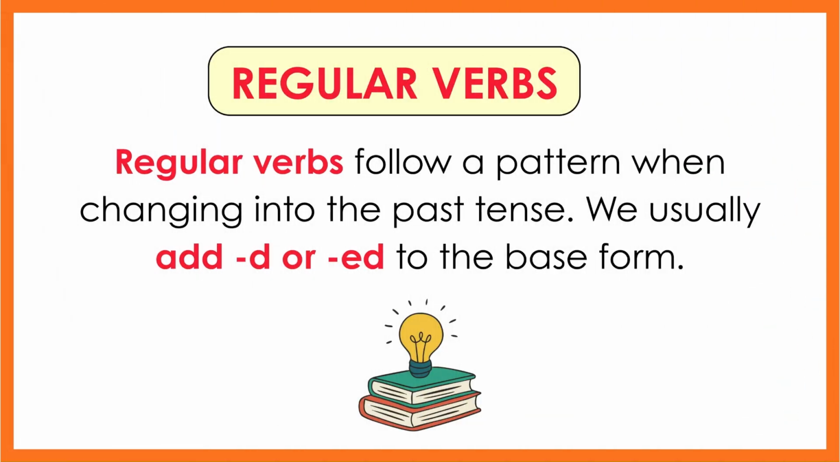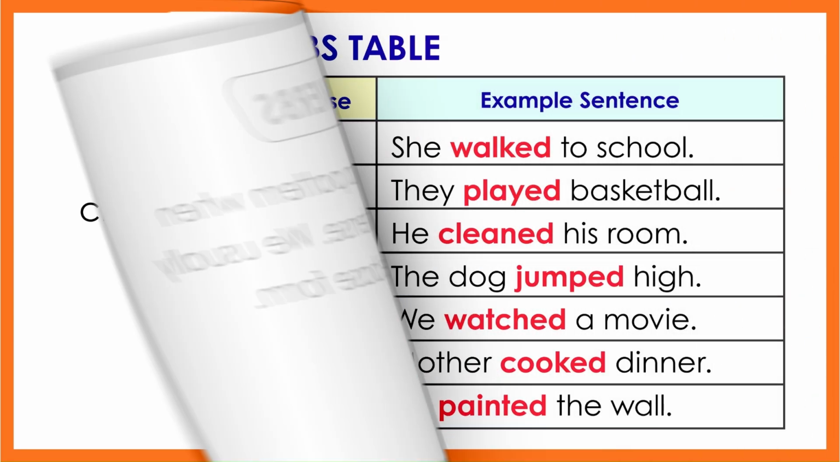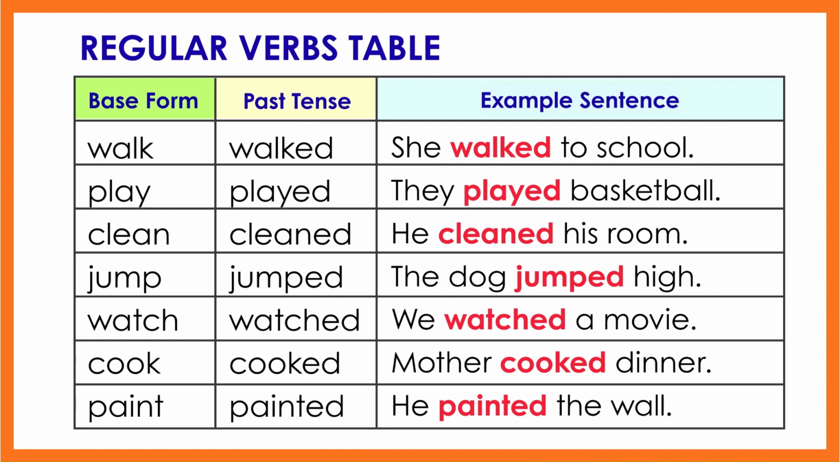Regular verbs. What are regular verbs? Regular verbs follow a pattern when changing into the past tense. We usually add d or ed to the base form. Regular verbs are action words that form their past tense by adding a d or ed. Let us look at the table for some examples.